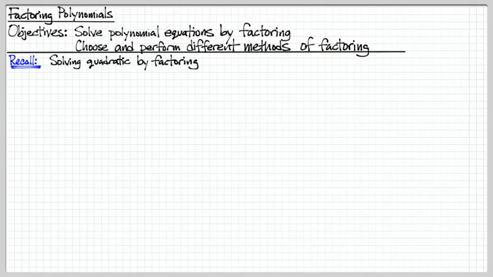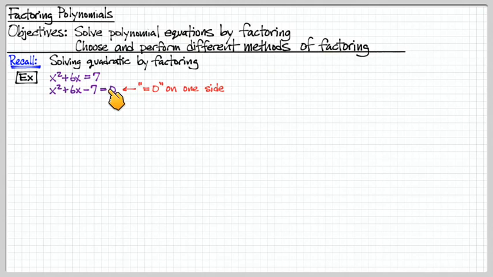Okay, let's look at factoring again in terms of solving quadratics. Here was an equation: x squared plus 6x is equal to 7. We set it to 0 on one side. Don't forget to do this key step here, setting to 0 on one side. We did that, and then we factored it.